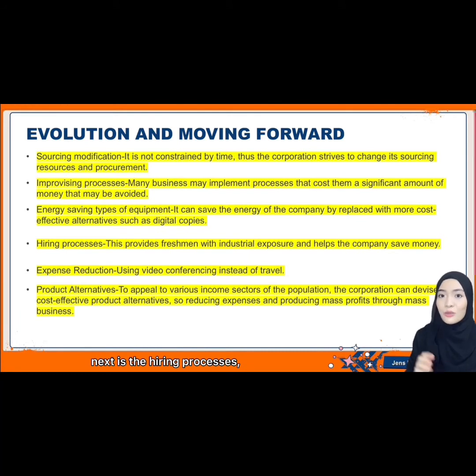Next is the hiring processes. An experienced expert will always demand a greater salary, but a newcomer or intern will accept a lower salary. There would be no need for experienced staff at the entry level or frontline, and the company could instead focus on strengthening its training and development team to effectively teach new hires.